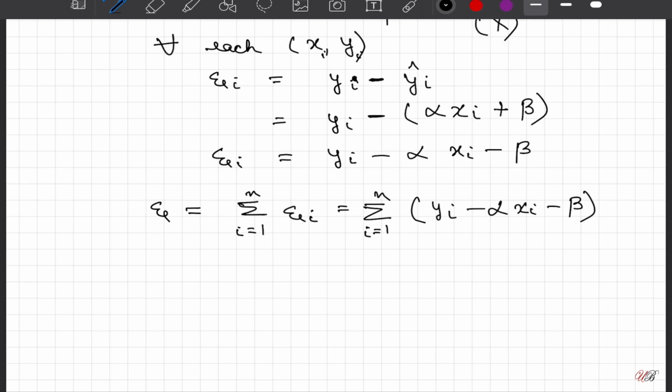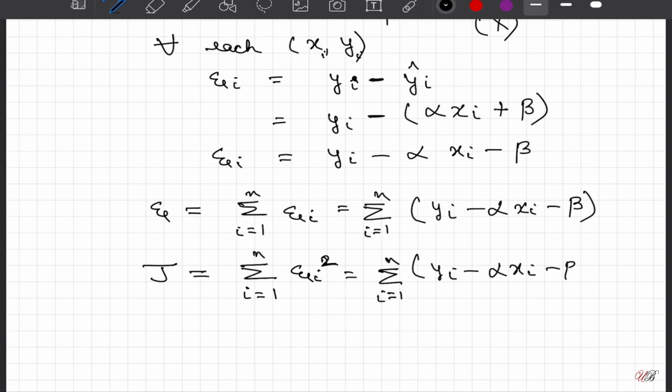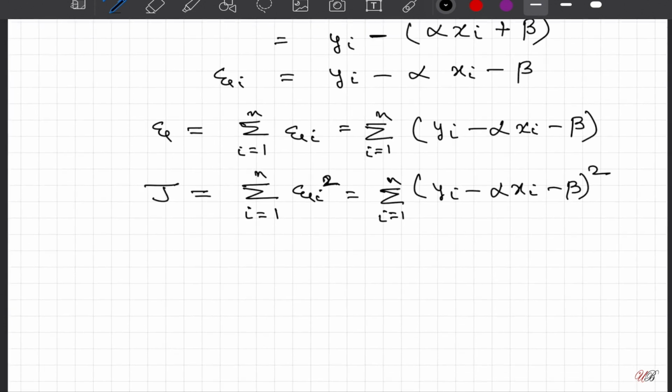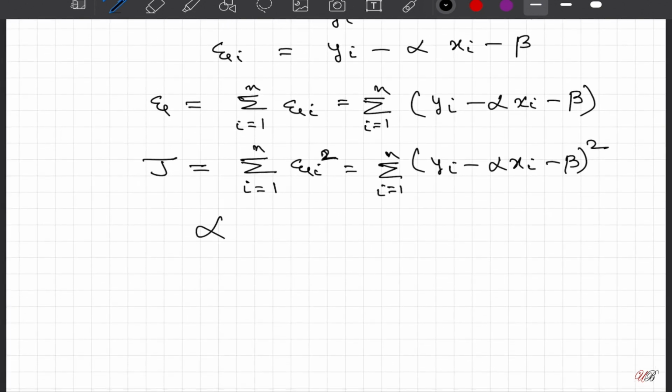So what we would say is that, let us say that there is some cost. We will say that whatever error we are encountering is the cost of our model, and we have to minimize this particular cost because we want the error to be minimum. So we will say that this cost is J, the sum from 1 to n of epsilon i squared, and we will write it as the summation from 1 to n of (yi minus alpha xi minus beta) squared. And now our question is how to determine, or estimate, the values of alpha hat and beta hat.